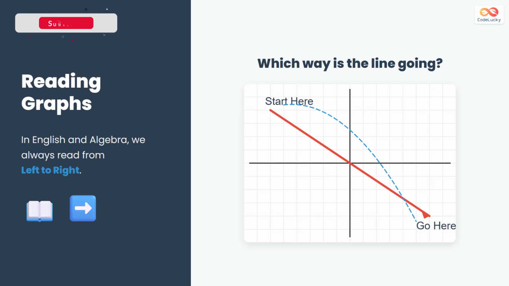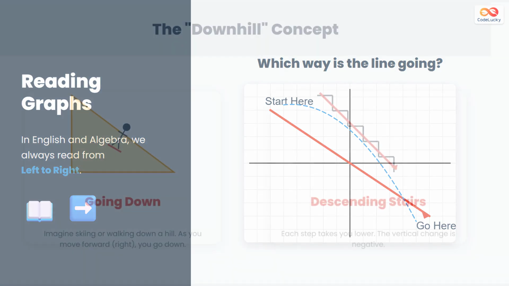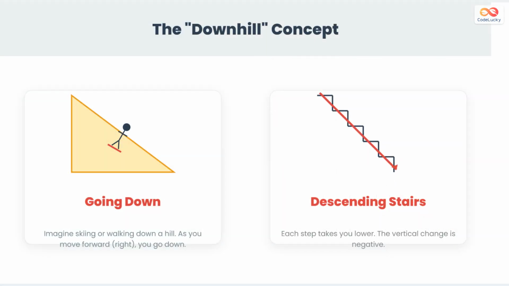The most important rule when reading a graph is the same as reading a book. You always look from left to right. Notice how this line goes down as your eyes move to the right. Think of it like skiing down a hill or walking down a flight of stairs. If you are moving forward, but your height is going down, that represents a negative change.